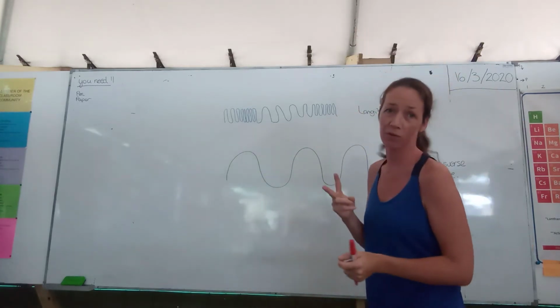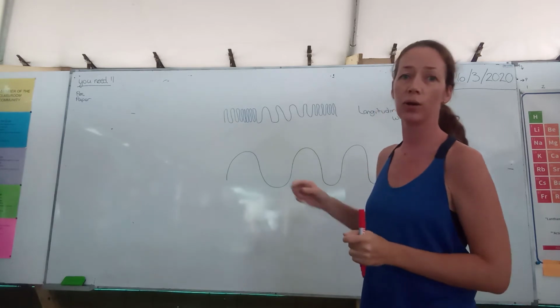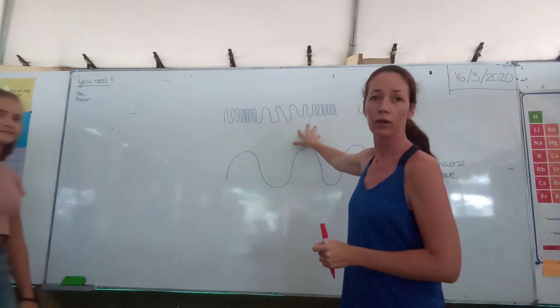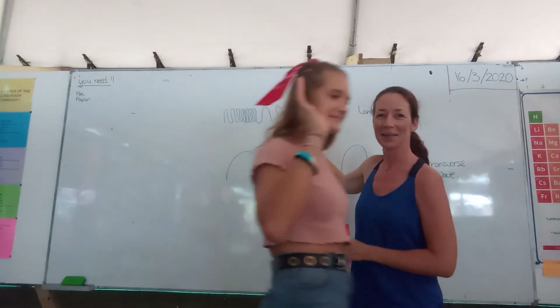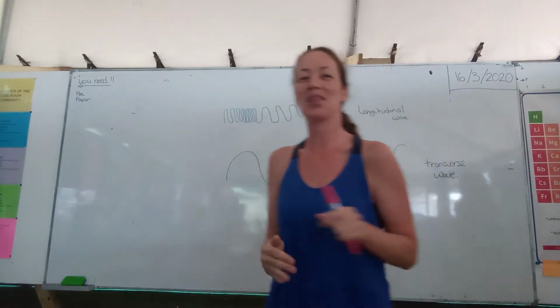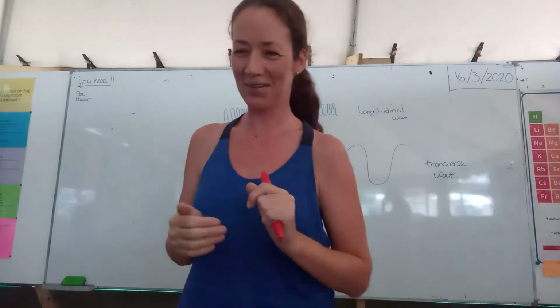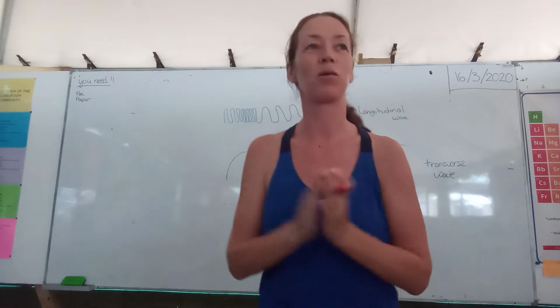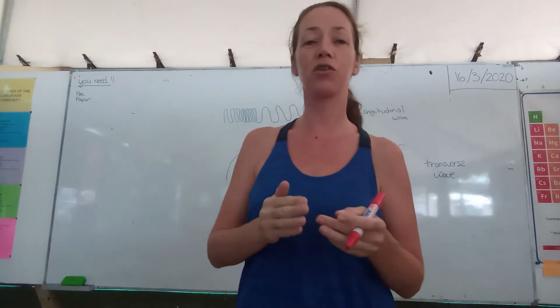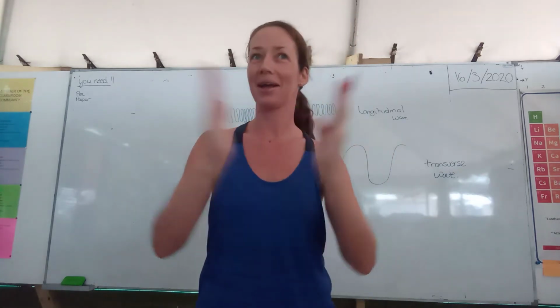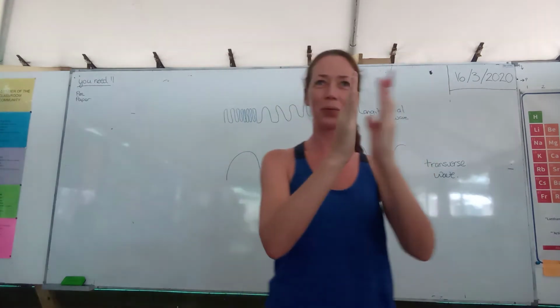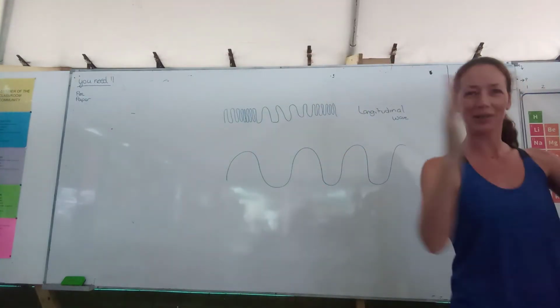So first of all, quickly recap. You've got your two types of waves. Okay, your two types of waves are longitudinal, that looks a little bit like a slinky. The longitudinal waves are found in sound. Only sound will travel by longitudinal waves, and they travel like that. Like a little slinky, okay?